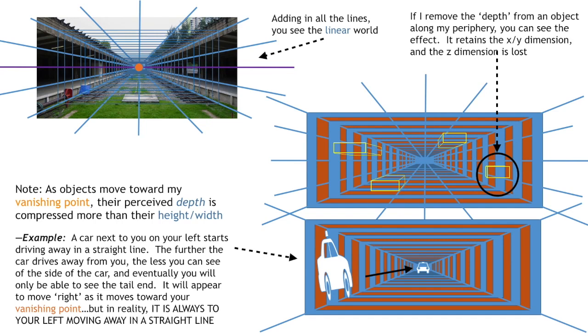Also, it will always appear to move to your right, even though it started out to your left, because it's moving towards your vanishing point. But in reality, it's always to your left. It's always to your left, moving in a straight line away from you, but it will appear to be moving towards your right, or towards your center of view.